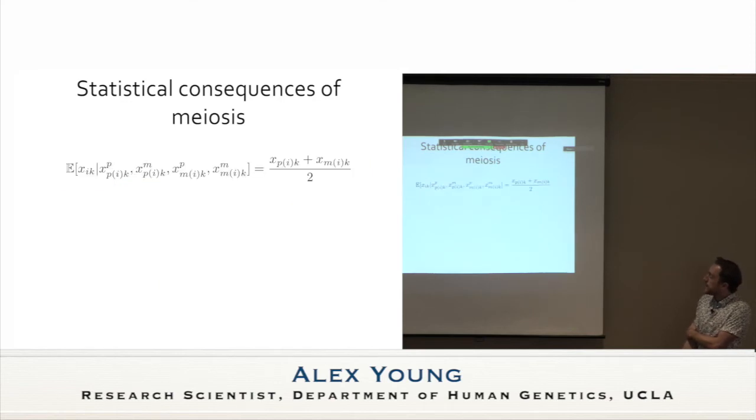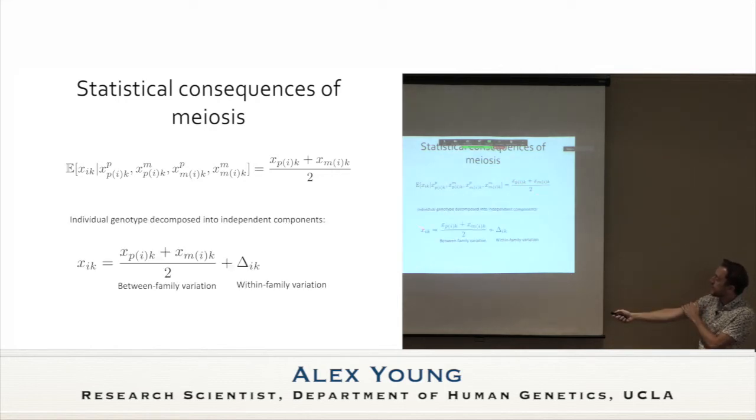Based on that idea, we can split an individual's genotype into a within-family component and a between-family component. The within-family component is due to the segregations in meiosis, and the between-family component is the expectation of the individual's genotype given the parents' alleles, which is just the average of the father's and the mother's genotype. That allows us to write the individual's genotype as the average of the parents' genotypes plus a segregation genotype, which is the within-family variation. These two components are independent of each other.